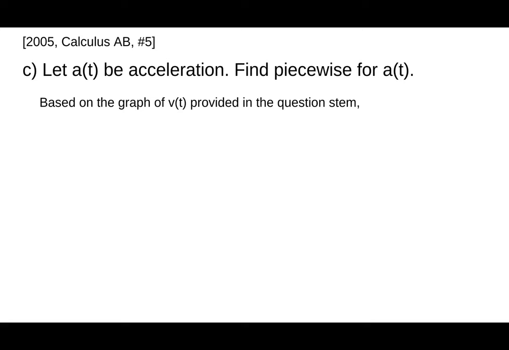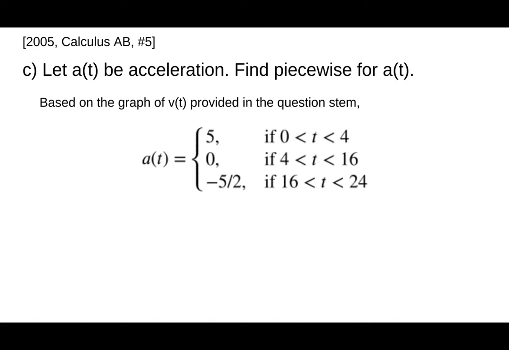acceleration. Recall that the acceleration is the derivative of velocity. But our velocities are just given to us in terms of a piecewise function consisting of 3 line segments, so our acceleration should be constant over different intervals. So using the graph of v of t, a of t in a piecewise function would be 5 for all values of t between 0 and 4, 0 for values of t between 4 and 16, and negative 5/2 for values of t between 16 and 24.